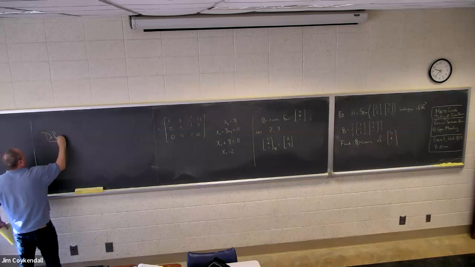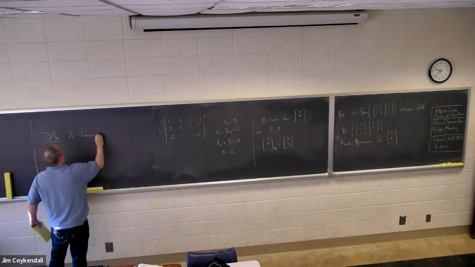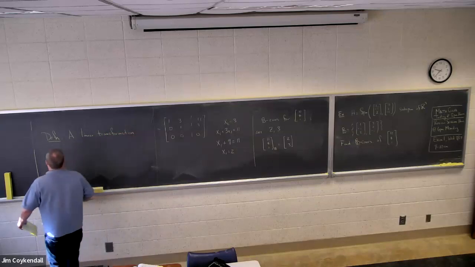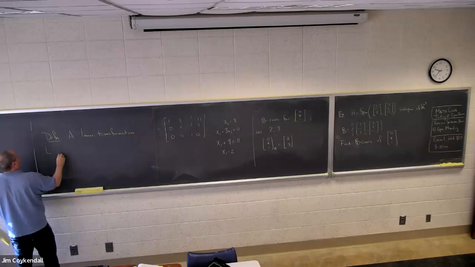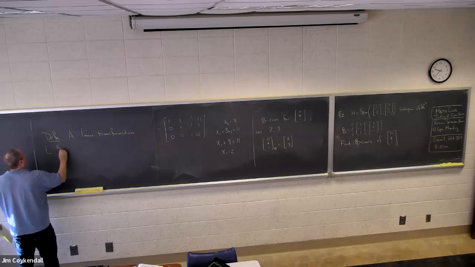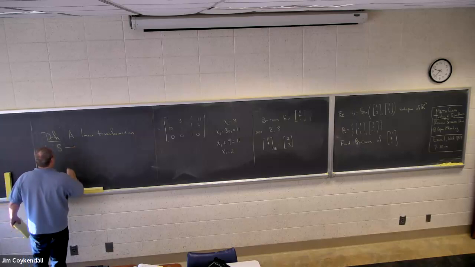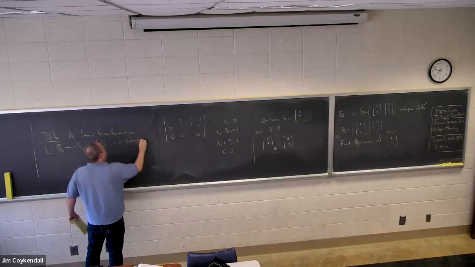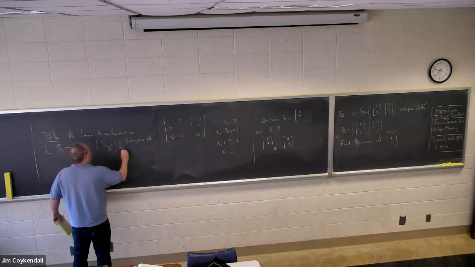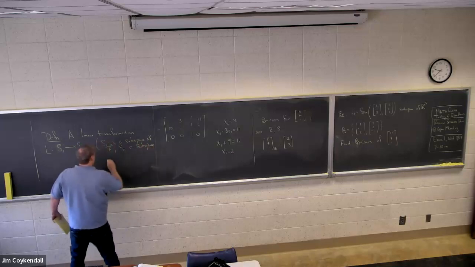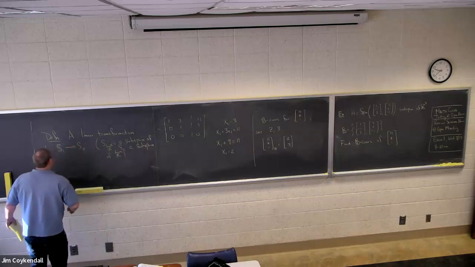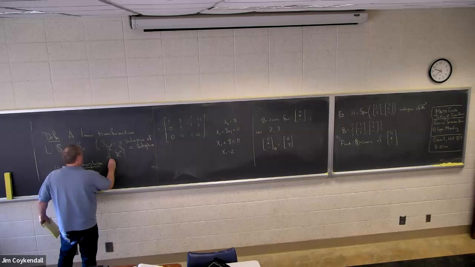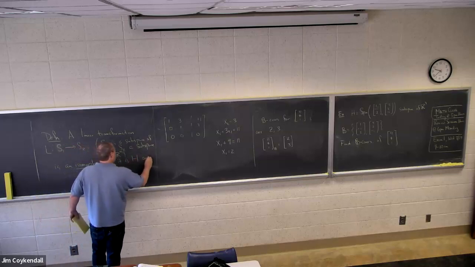Definition. A linear transformation, let's say L, from S1 to S2, where S1 is a subspace and S2 a subspace of Rn, is an isomorphism if it is 1-to-1 and onto.